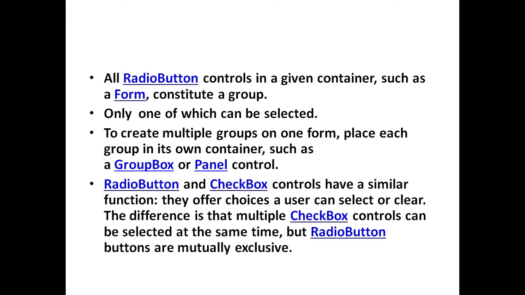Radio button and checkbox controls have a similar function. They offer choices from which user can select or clear. The difference between the two is multiple checkboxes can be selected at the same time, but radio buttons are mutually exclusive. That is, only one can be selected from each container. This is the basic layout of radio button.